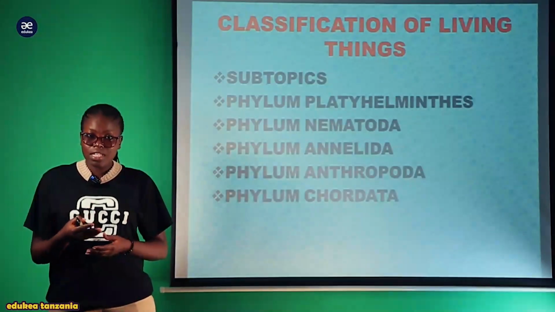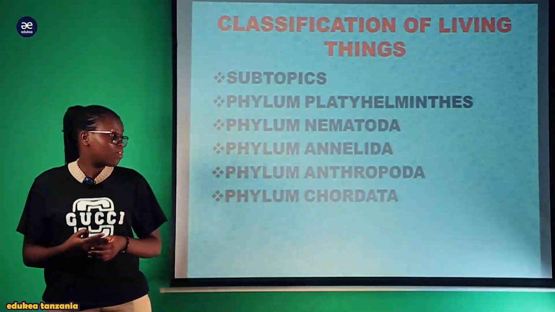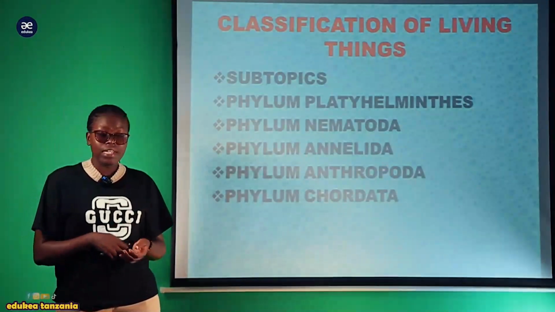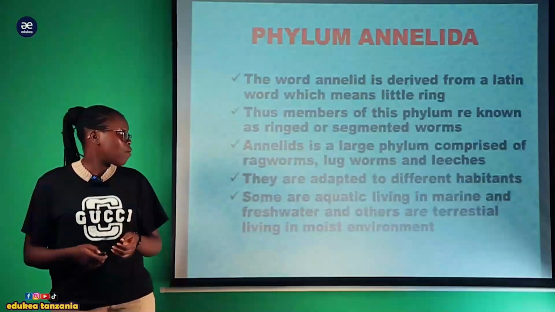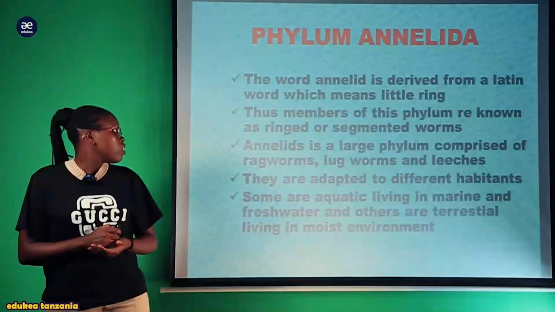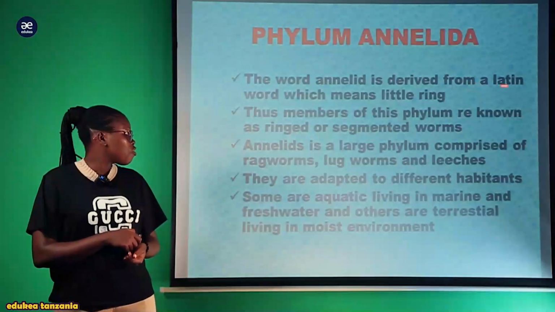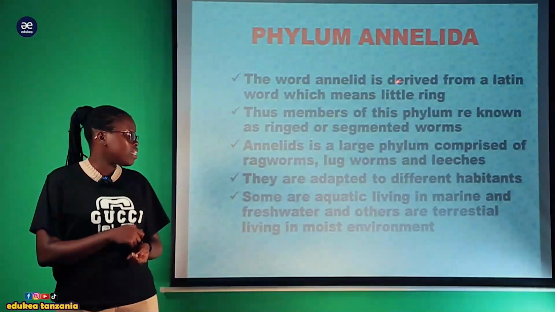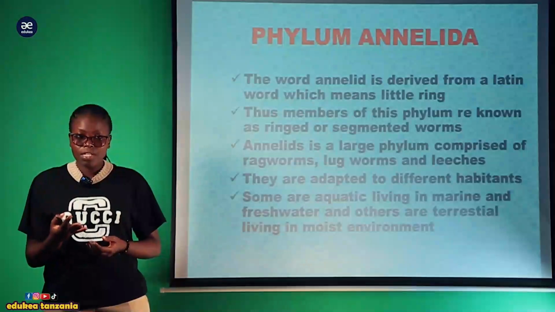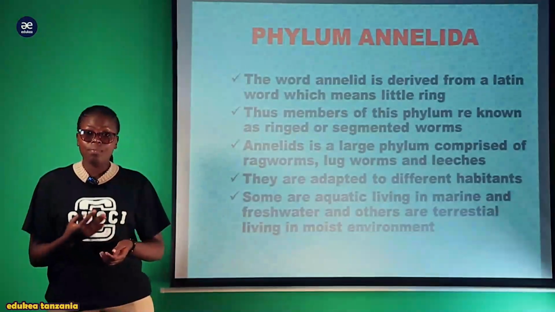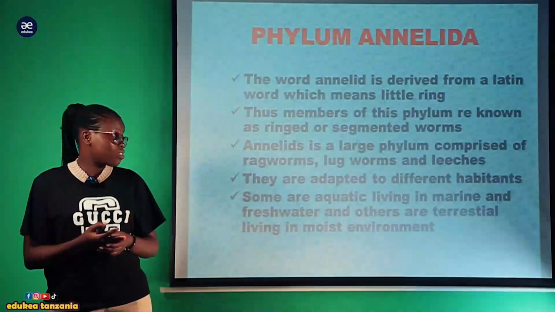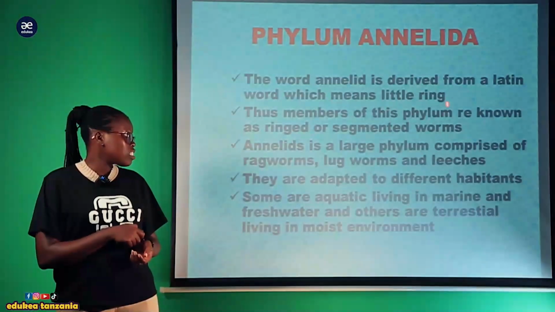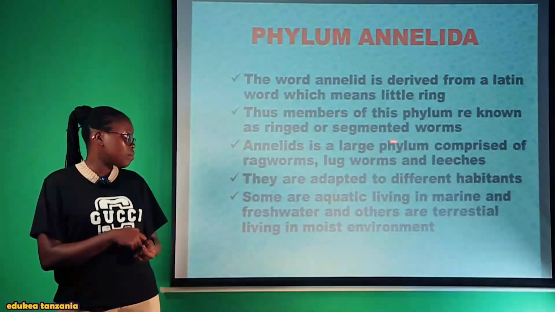In our today's session, sasa tunaenda kudiscuss on the phylum Annelida, to see what is Annelida and how they look. The word Annelid is derived from the Latin word which means the little ring. Thus, members of this phylum are known as ringed or segmented worms.